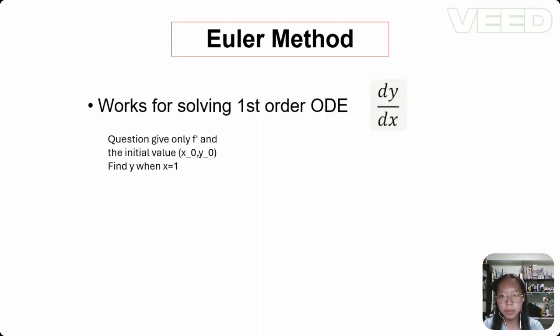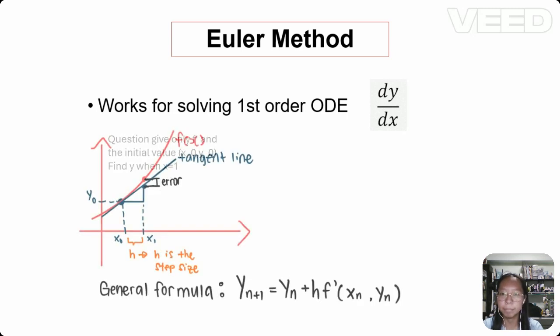Let's say, for example, a question gives only f(x, y) and the initial value x0, y0, and they want us to find x1. They want us to find y when x equals 1. How should we find it?